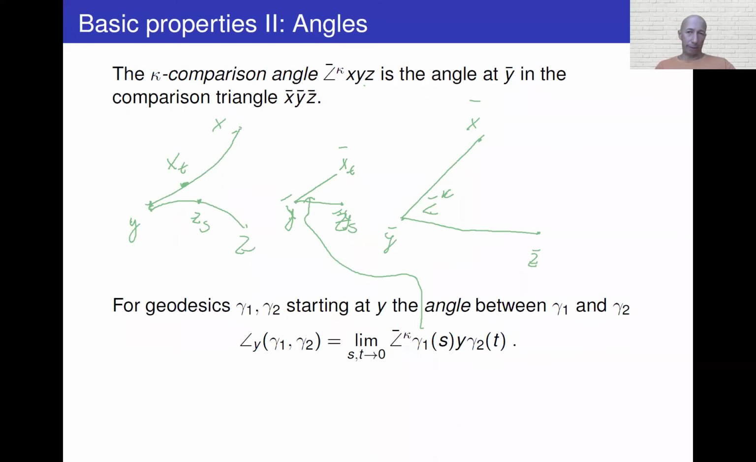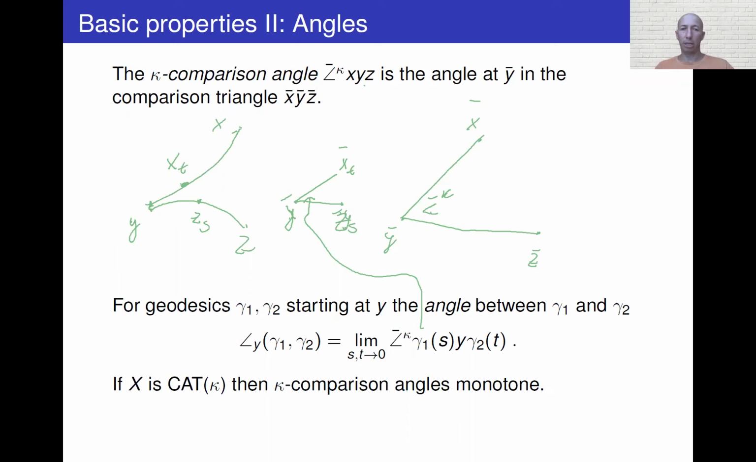Now the observation is that in a CAT(kappa) space, first of all, the kappa comparison angles are monotone. So if we consider these comparison angles, and if we go towards Y, then the angles become smaller and smaller.